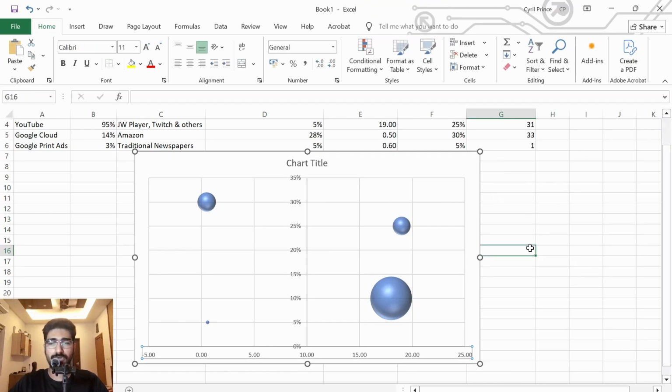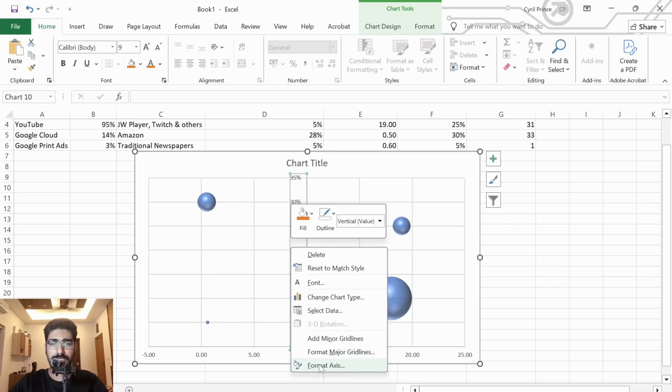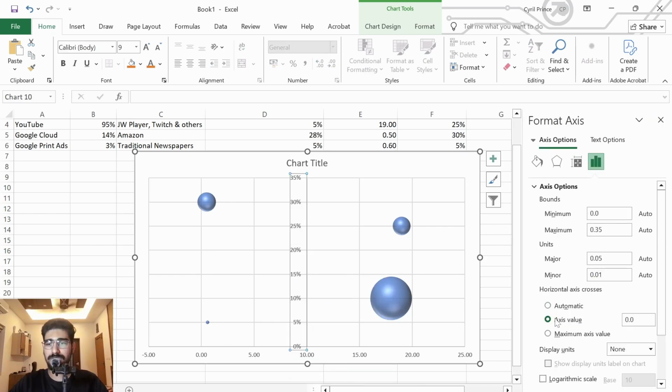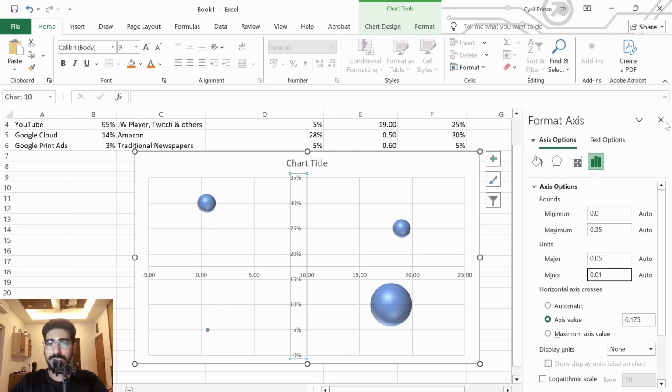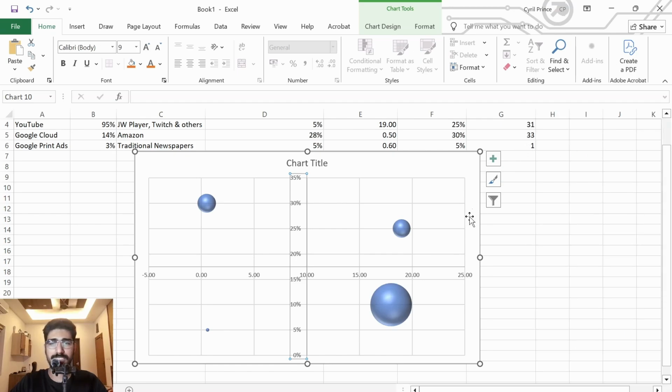So that is good. And next, we need to align the y-axis. So let's click on the y-axis here, and then click on format axis, and horizontal axis crosses. Now here we need to give a y value. Basically, this value tells at which value of the y-axis the horizontal axis should cross. If we want it to be in the center of this line, we need to give it around 15 to 20%, right? So let's give it around 0.175, which basically means 17.5%, and see how it looks. Yeah, that looks great, right? It's already in the center and it's starting to look some sort of a BCG matrix. So that is good.